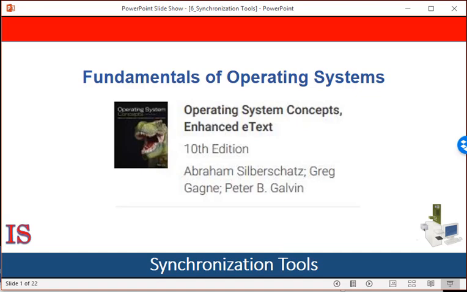Welcome back to our course, Fundamentals of Operating Systems, based on the text Operating System Concepts, 10th edition, by Abraham Silberschatz, Greg Gagne, and Peter B. Galvin, published by Wiley Publishing. In this unit of our course, we are discussing process synchronization.